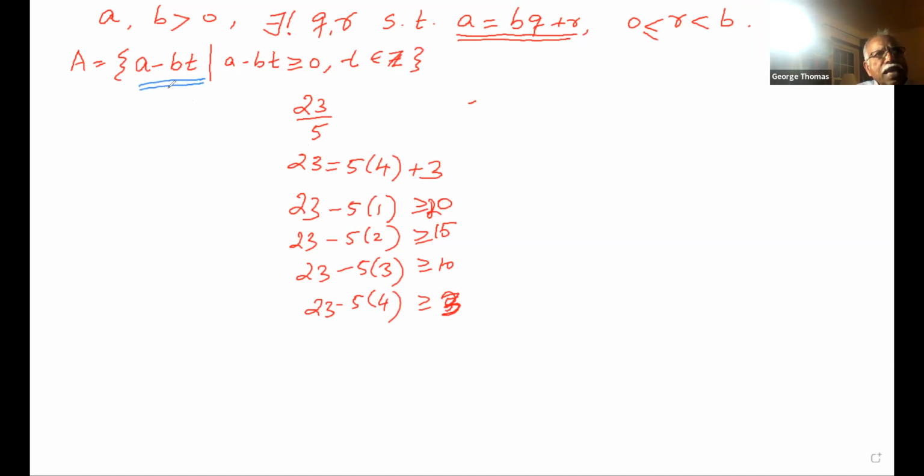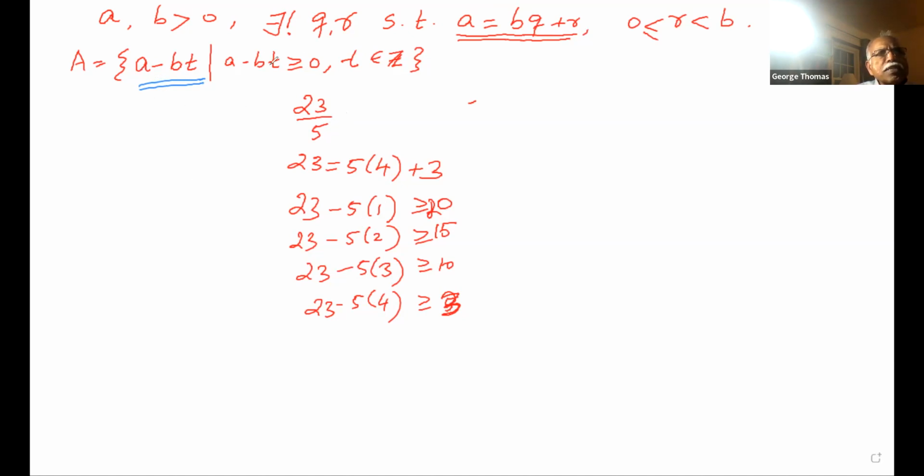Why are we having a minus bt in there? Because that is really what is happening when you are doing the division. We ask how many times 5 goes into 23. That's essentially what division is. So you come up with, doing all these trials, the numbers you get, you put in there.